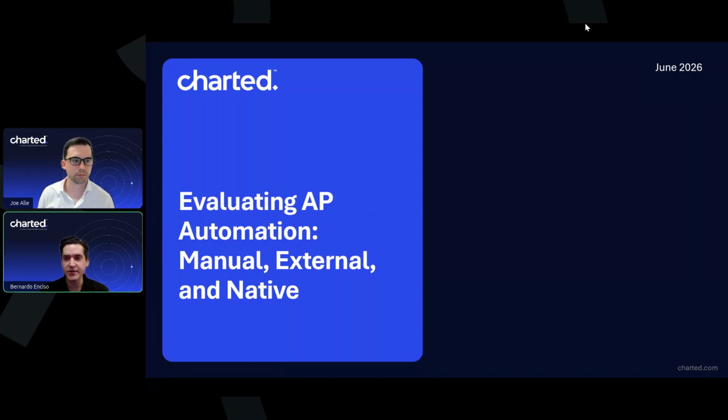Very excited to spend the next 55 minutes or so with everyone here on the phone as part of this webinar. The topic for today is evaluating AP automation and looking at 3 different paths: manual, external, or native. We're going to get into the details of this. We're going to talk about NetSuite. We're going to talk about cluttered architecture, what that means, and we're going to talk about, of course, AP.